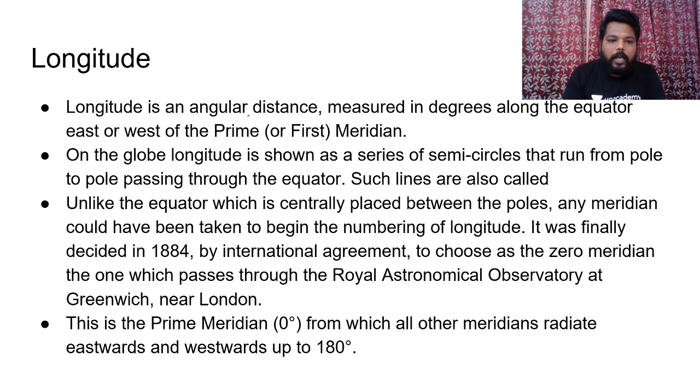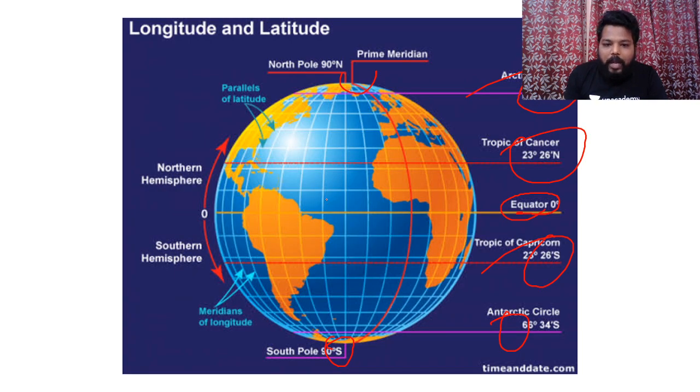Clear? Longitude is angular distance, as I've said, measured in degrees along the equator east or west of the prime meridian. The angular distance is measured from the prime meridian, which is 0 degree longitude. Longitudes are not parallel to each other, so they have the maximum distance between them near the equator. Moving away from the equator, the distance between two longitudes reduces. Moving towards the polar regions, we experience longitudinal shrinkage.